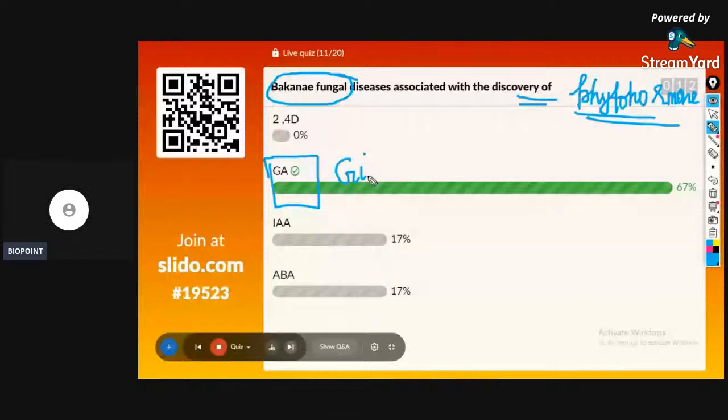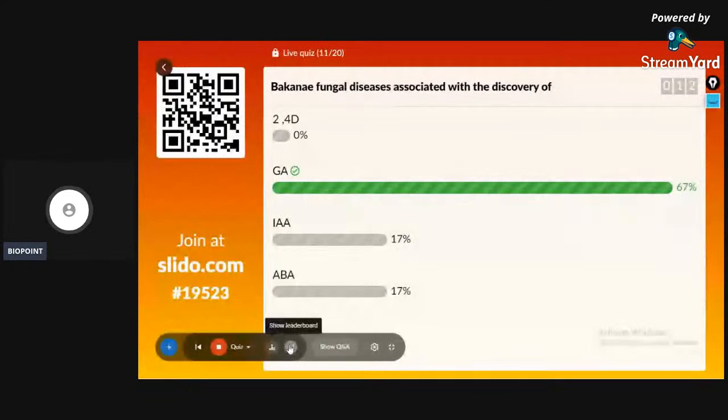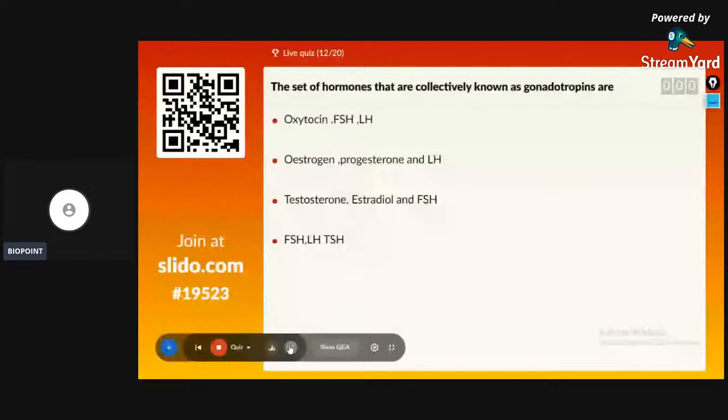Perfect. Okay. Moving on with the 12th question on the screen. The set of hormones that are collectively known as gonadotropins are: oxytocin, FSH, LH; estrogen, progesterone, and LH; testosterone, estradiol, and FSH; follicle stimulating hormone, luteinizing hormone, and thyroid stimulating hormone, TSH.